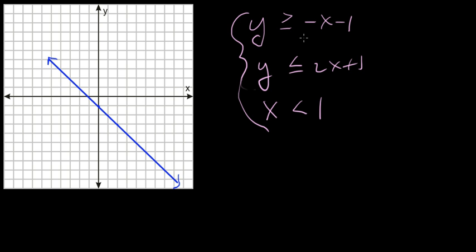It's a solid line because it's greater than or equal to. And greater than or equal to means that I'm going upward from this line. So I just put a little arrow here, shading. That'll help me in a few minutes when I'm ready to shade.